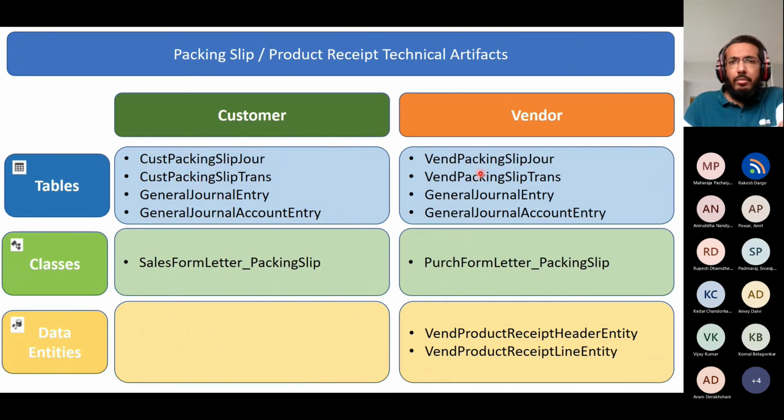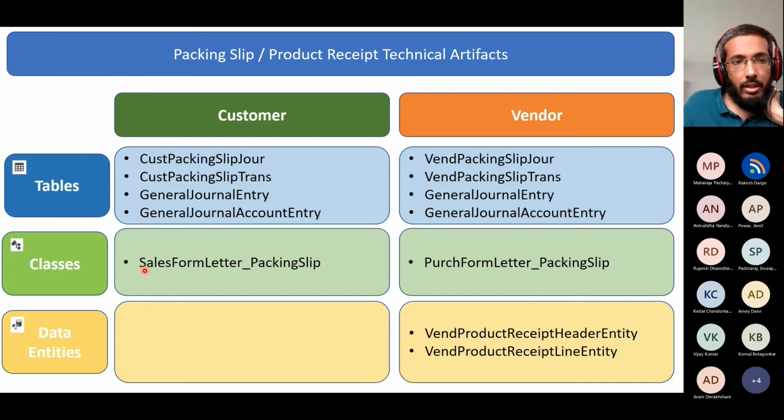Similarly, in vendors also, you can see that we have a separate set of tables, that is VendPackingSlipJour and VendPackingSlipTrans. But from a financial perspective, because the financials don't segregate between customers and vendors, the table is the same, but there is a bifurcator within that table to understand which account it is hitting, and whether that account belongs to a customer subledger or a vendor subledger. That's how you can look at the difference in the table structure.